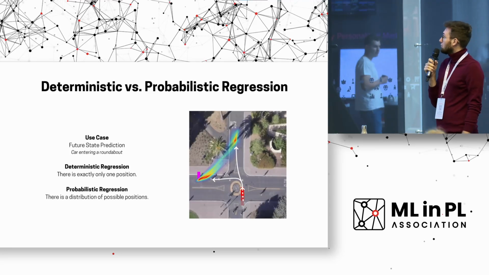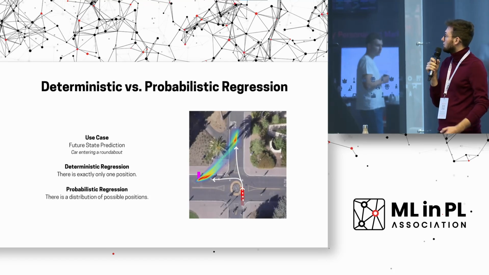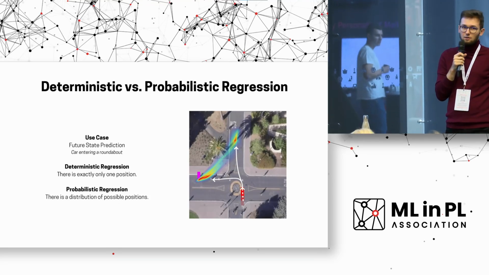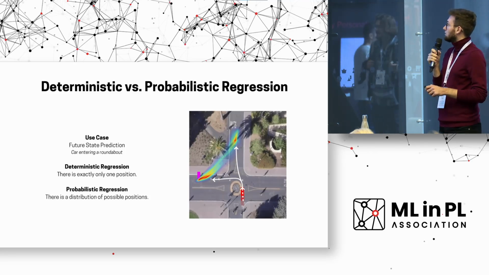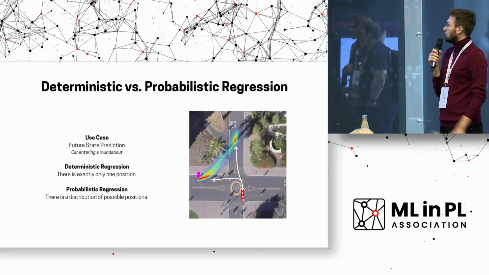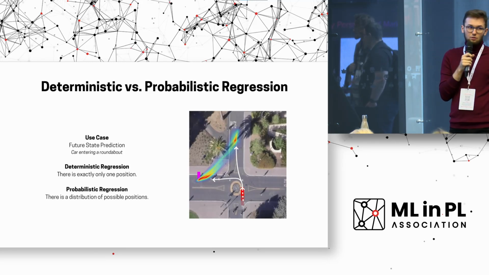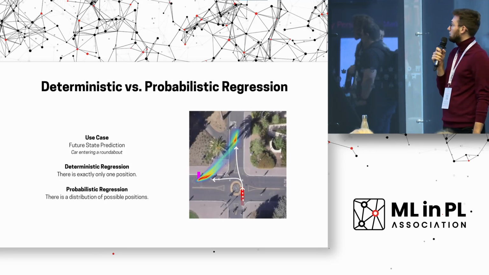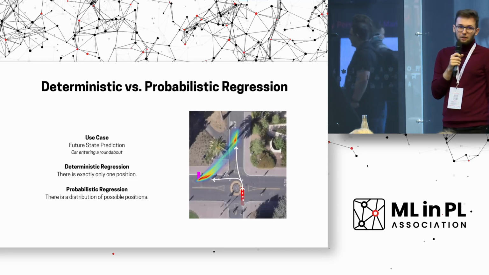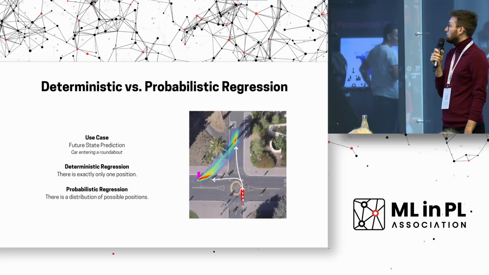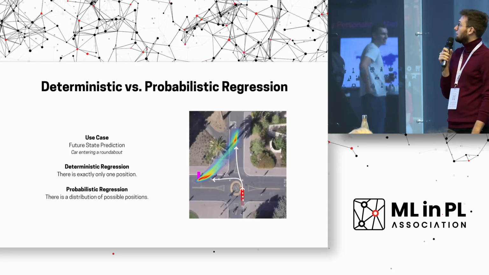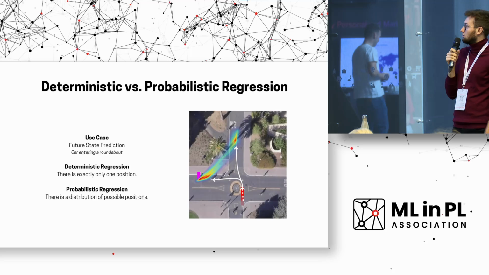So in the deterministic regression approach, there's exactly one position that the model will predict. We can observe that on this pink rectangle that our model is predicting. So it is predicting that the car goes to the left. However, it does not reflect the full story of what is happening in the situation, because this model is not considering the possibility of going right or going straight.